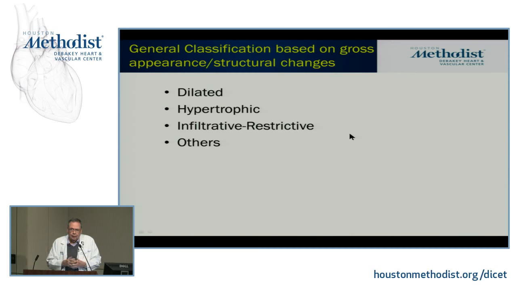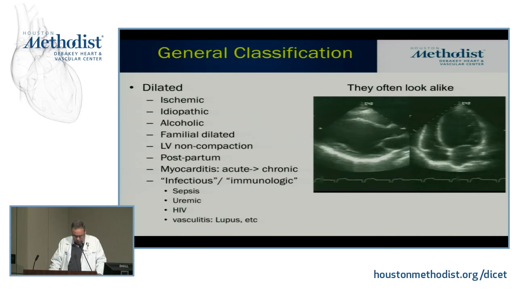So this general classification is used simply because it's a phenotypic type of approach. You know, it's a big heart, it's a hypertrophic heart. It's a heart that doesn't look too big, but it has some restrictive hemodynamic components. And then again, a mixed bag of others that don't fit any of these classic descriptions.